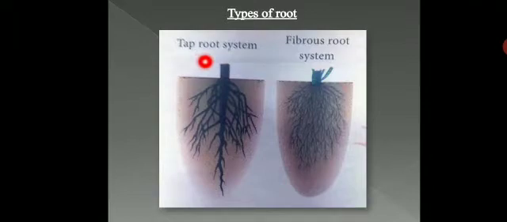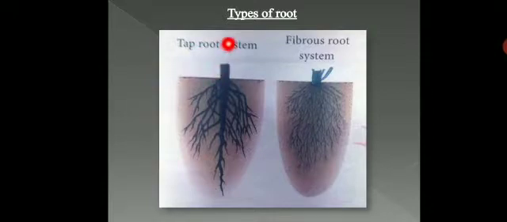The root that arises from the radicle and forms the entire root, that is called taproot. What is fibrous root? Here there is a radicle, but other parts of the radicle develop the root, that is called fibrous root system. The taproot system is common for most of the dicots. Some exceptions are there. Now we want to study the taproot system in detail.